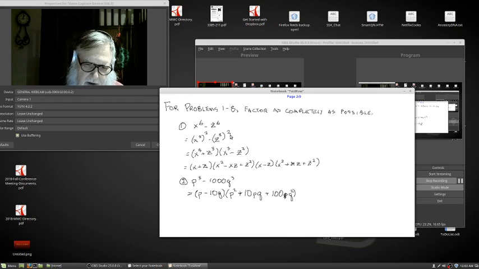So the key thing to remember here is to do it as a difference of squares first when you have a difference of 6th powers. Otherwise you won't be able to completely factor it.